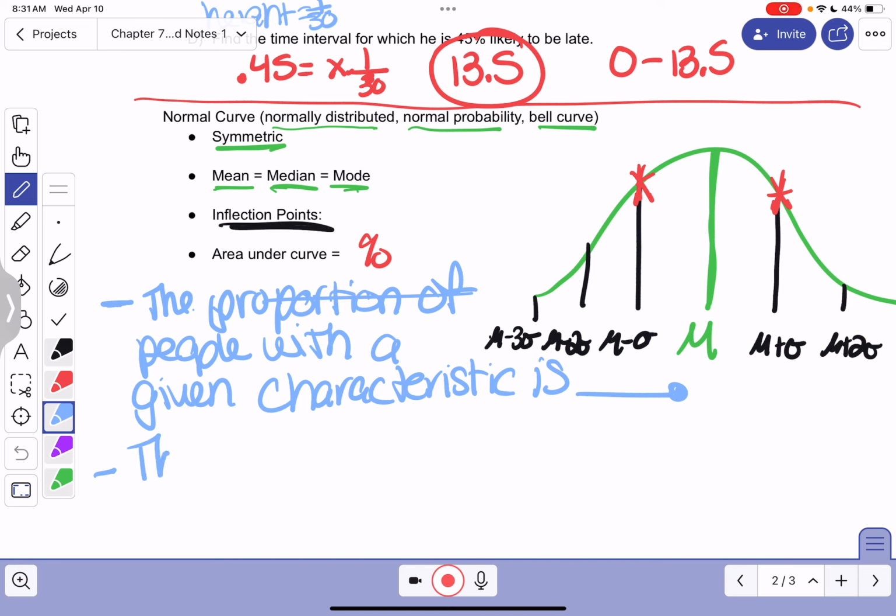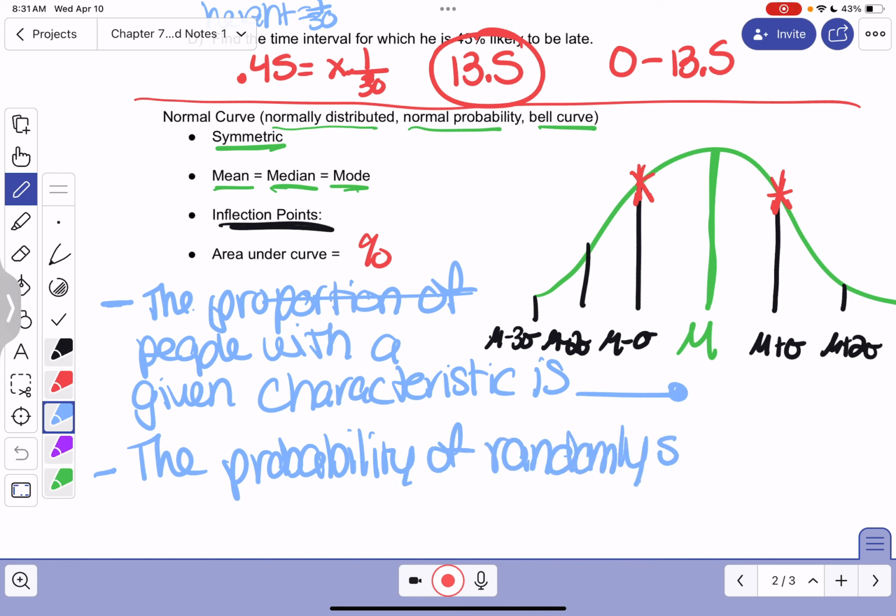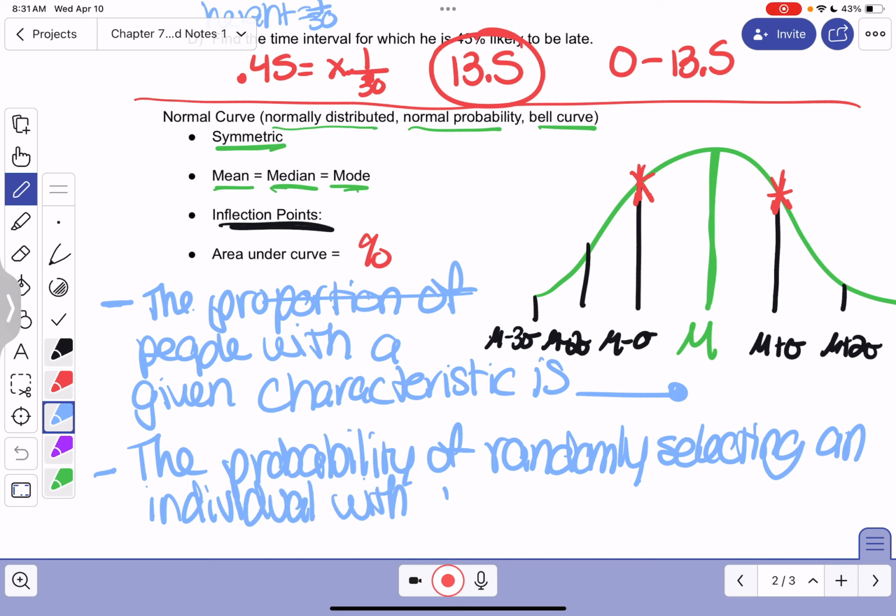The other one is the probability of randomly selecting an individual with a given characteristic is, and then you write the percent. So we'll do that in a minute with a real example. That's just what it means.